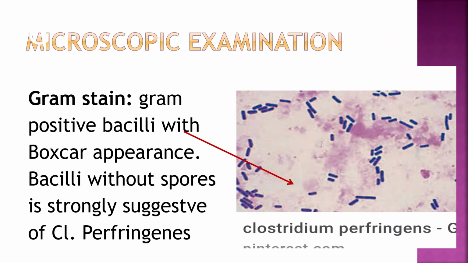After sample collection, first we'll do microscopic examination, that is by gram staining. In that we can see gram-positive bacilli with boxcar appearance. Bacilli without spores is strongly suggestive of Clostridium perfringens. So in this slide you can see gram-positive bacilli, and they are boxcar or brick-shaped in appearance.